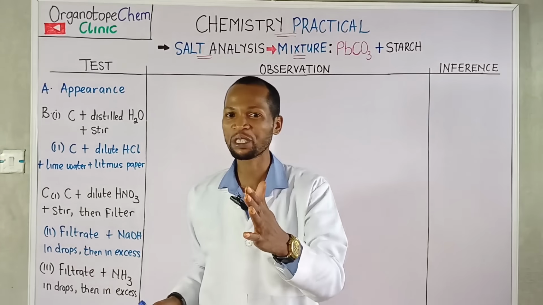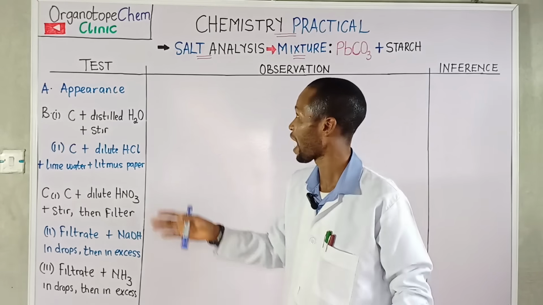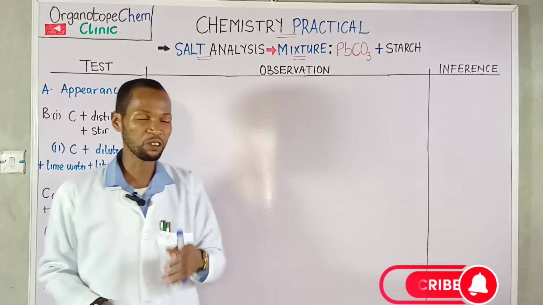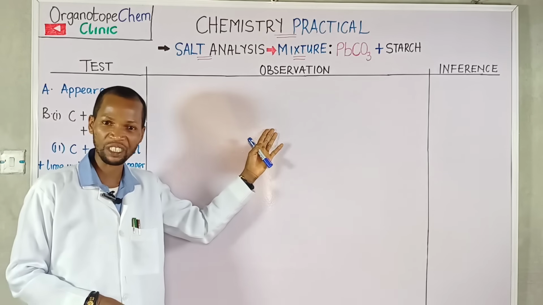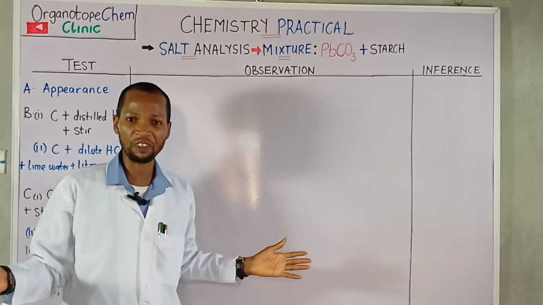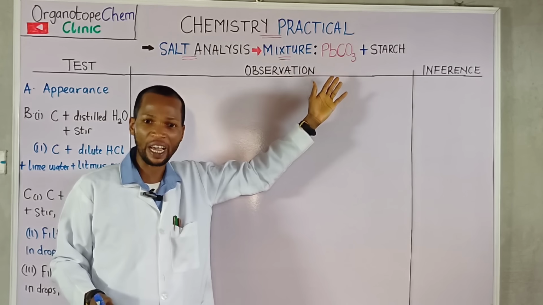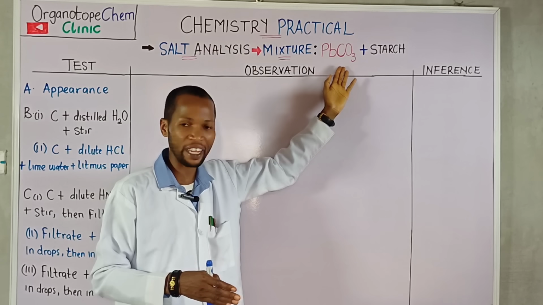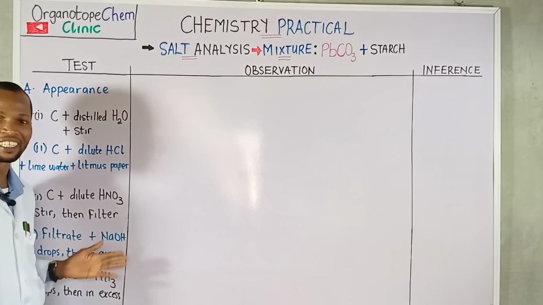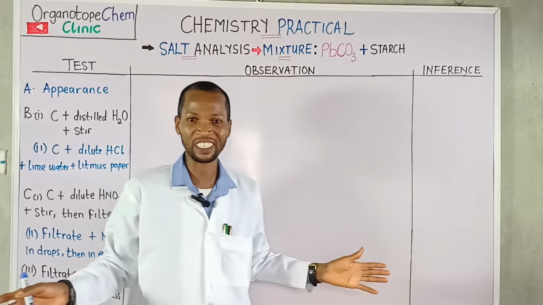Imagine walking into the chemistry examination hall and you were given an unknown white mixture to identify. No label, no clue, just reagents and your observation skills. Most students panic at this point, but in this practical video lesson, I will show you how to identify a mixture of lead carbonate and starch with the use of standard laboratory reagents step by step like a professional chemist.